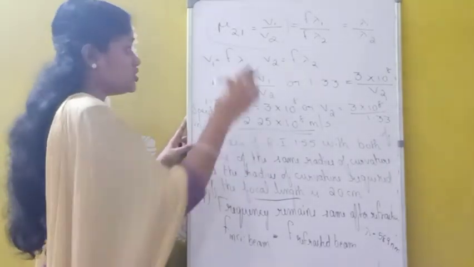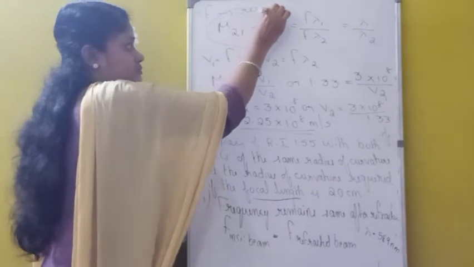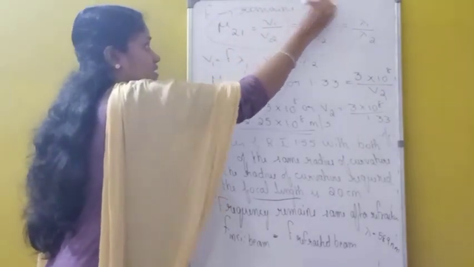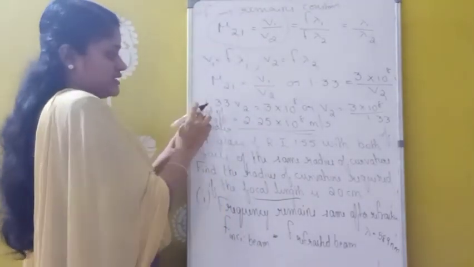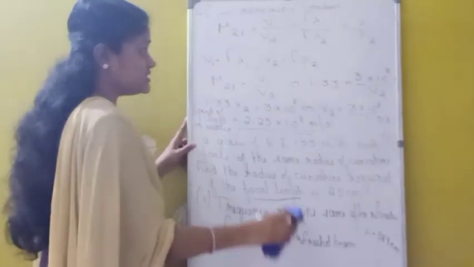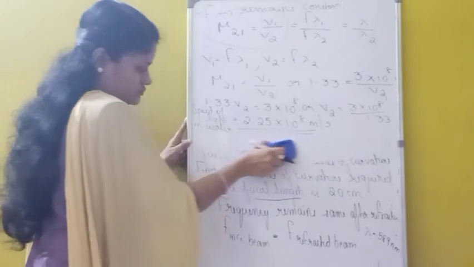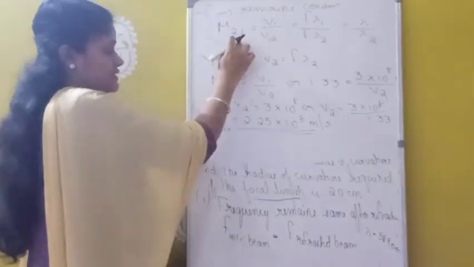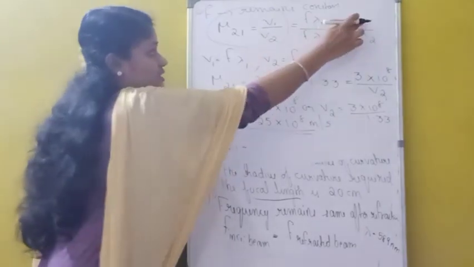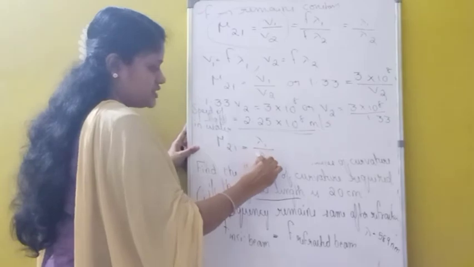Now, first I told you the frequency remains the same, F remains constant. So the first one is clear, frequency we got. Next we got the speed of light in water. Now we have to find the wavelength. So I am taking the formula mu21 equals lambda 1 by lambda 2.